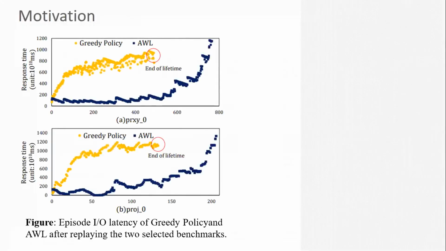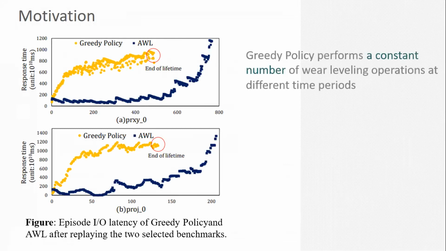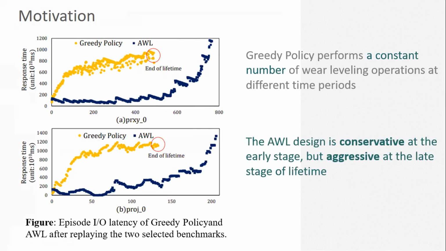We performed an experimental study comparing wear leveling with constant and adaptive threshold conditions, and the figure illustrates the response time of requests with the constant threshold of wear leveling is relatively stable, even in the later stage of lifetime. On the other hand, adaptive wear leveling can achieve good I/O latency at early lifetime, but worse I/O latency at later lifetime.